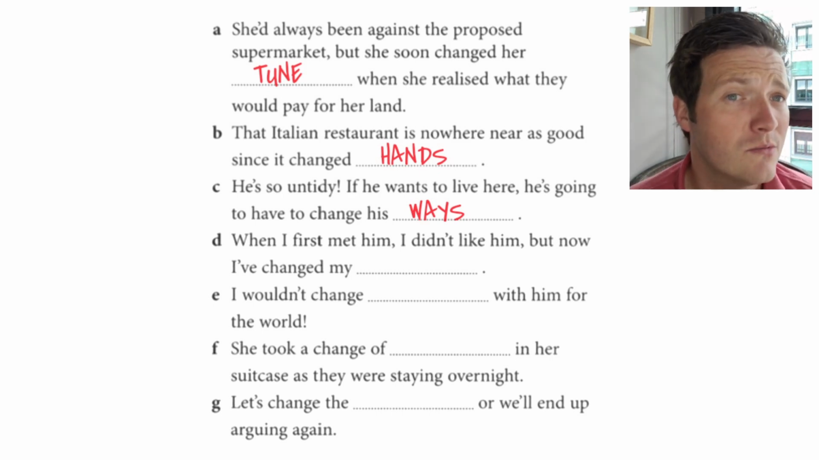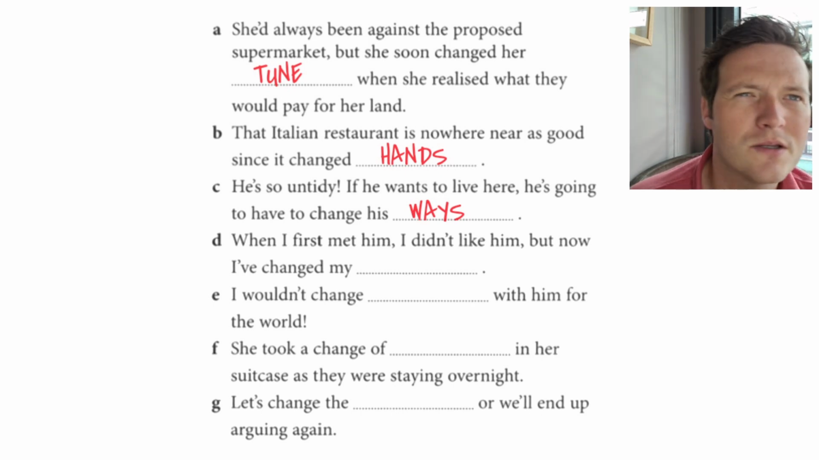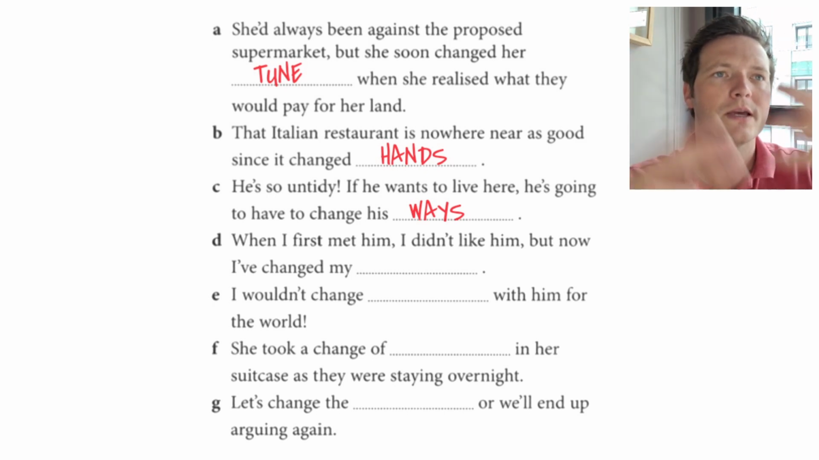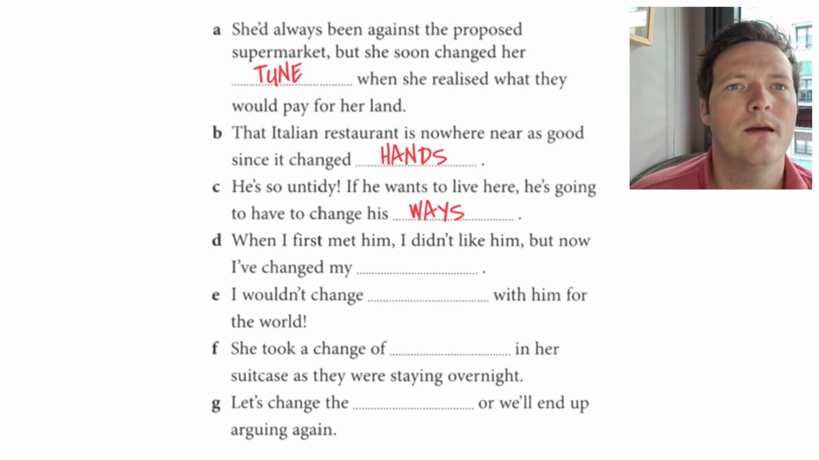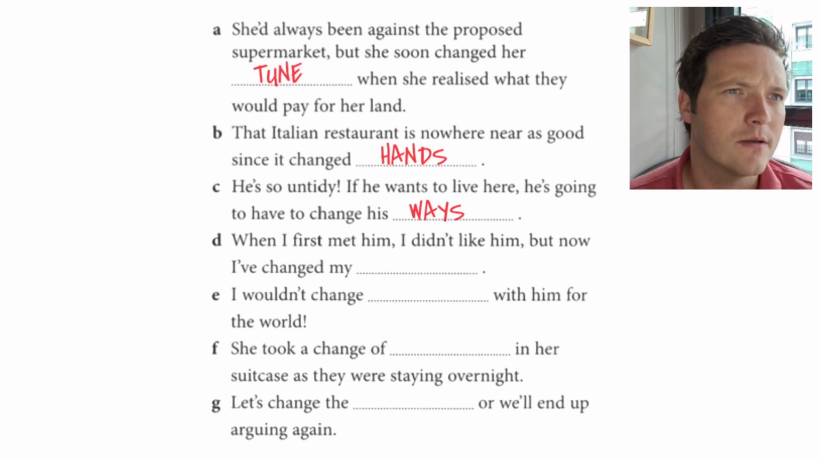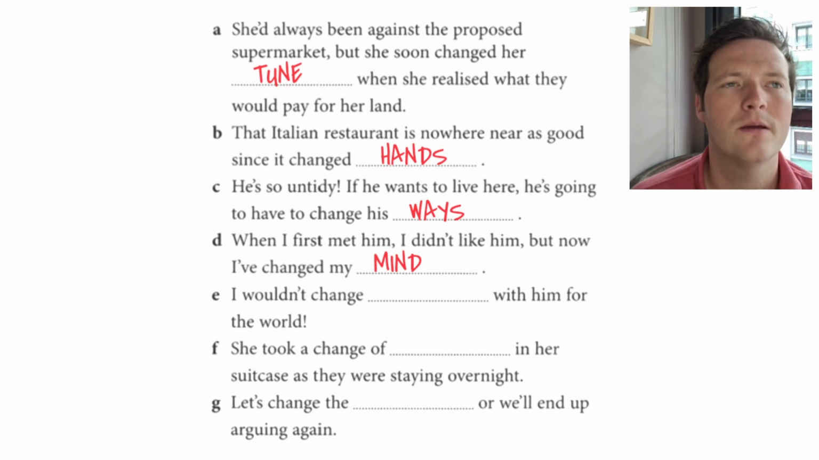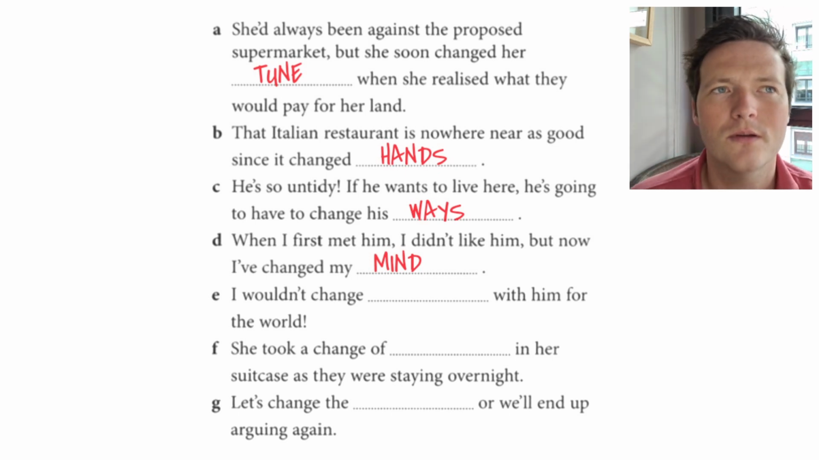So I've changed my tune, changed my mind. I'm not really sure. With A, maybe it's more like changing your tune because she was always against something and then she changed what she was saying, how she was expressing herself about the same topic. So maybe in A changed her tune, and maybe in D, now I've changed my mind. Because it's more like your opinion. D is more like the opinion perhaps, and then A is more like what you're saying. The tune that's coming out of you. So maybe it's tune in A and mind in D.